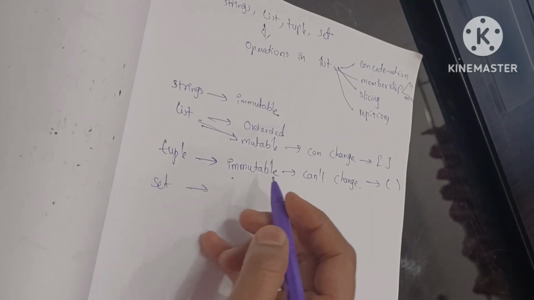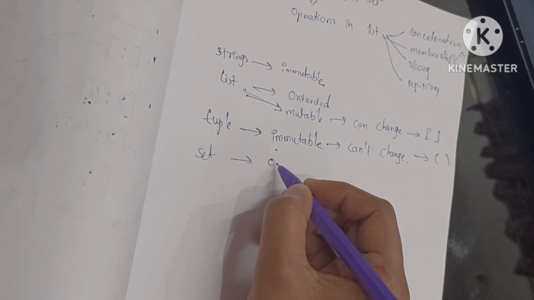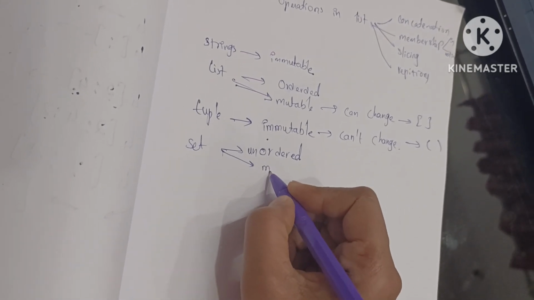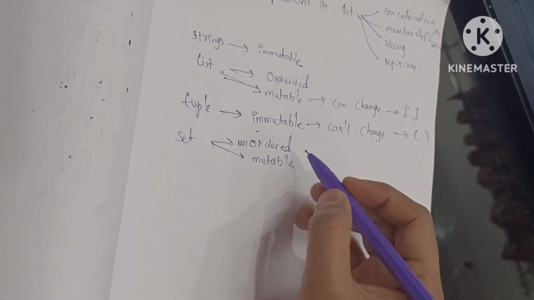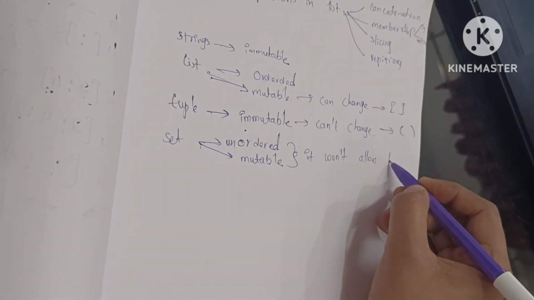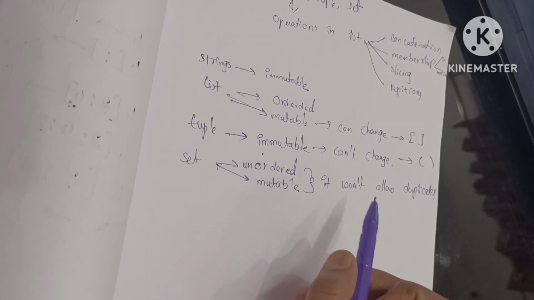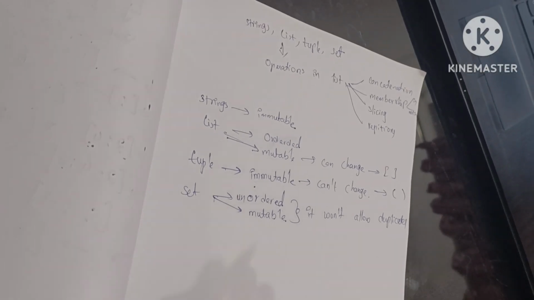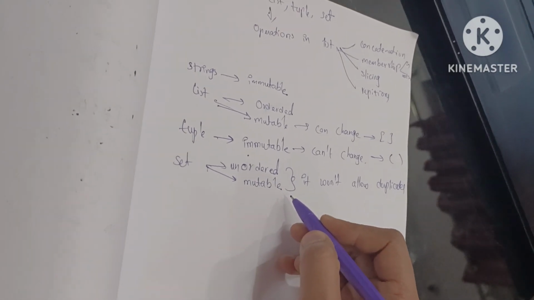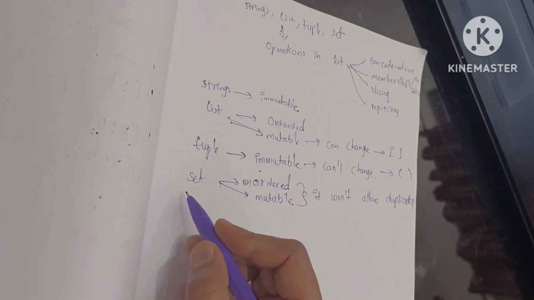When it comes to set, it is a collection of unordered elements, and these are mutable. But it won't allow duplicates, as we already discussed. Practically we discussed it, theoretically I am informing you. If you give duplicate values, it will remove the duplicates and give you the original list. So set is all about this.